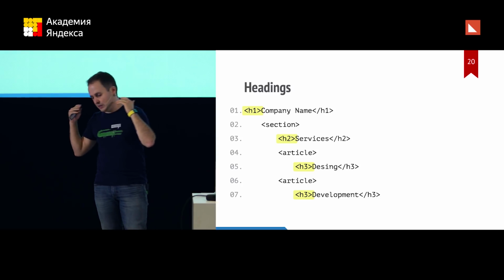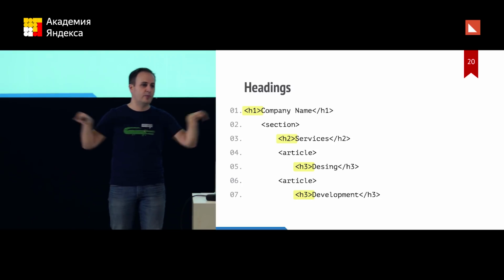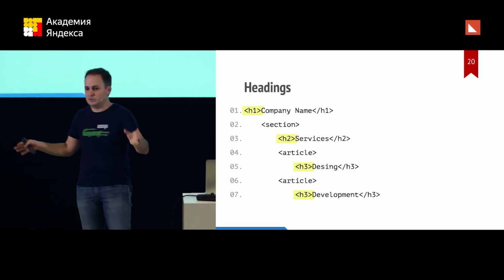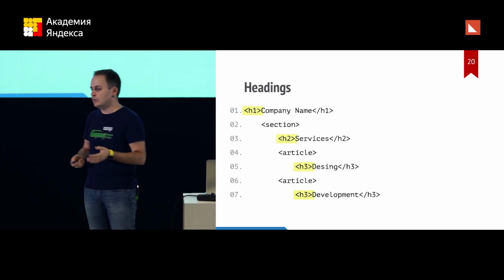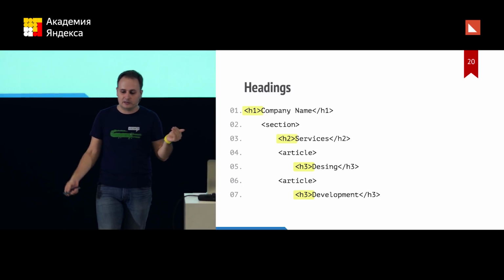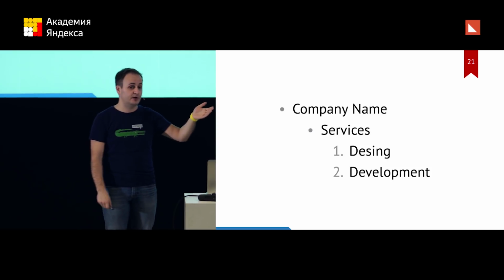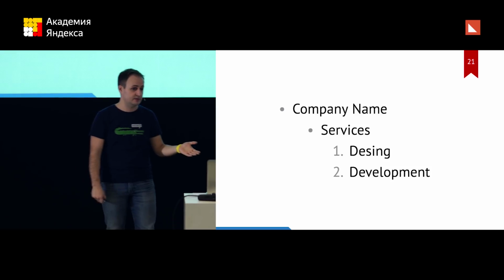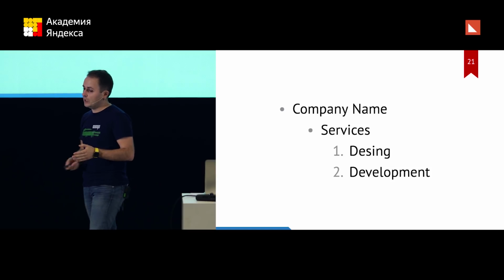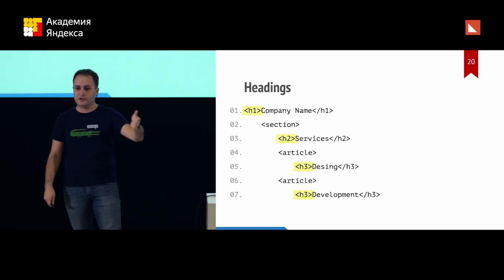And once they have an idea, they could navigate to the certain part of this interface and interact with it. If there's no headings, it means nothing. It means that your interface had to be read line by line, and this is just a disaster. So in this case, they will have an outline of your interface: company name, services, design, development, and they could choose where to go. This is so important that if it's the only thing you will remember from today, please remember it. Use proper headings to mark your interfaces.